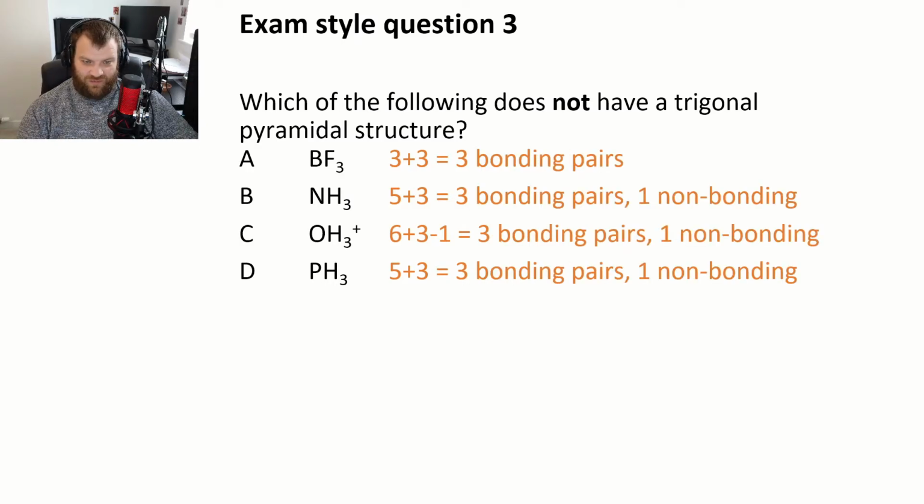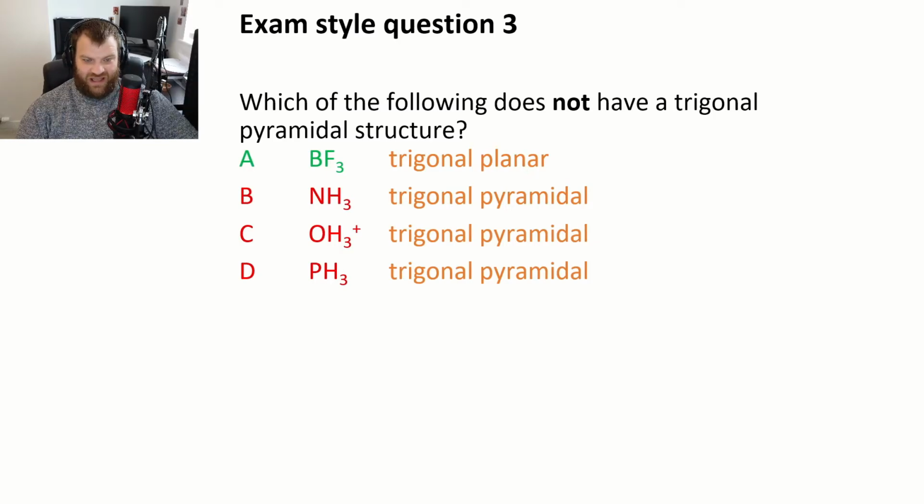We can then talk about, well, the first one has just 3 bonding pairs. The B, C and D all have 4 pairs of electrons, 3 bonding, 1 non-bonding. All 3 of them will take up the same shape. That shape is the trigonal pyramidal, meaning that our answer is A, which would have a trigonal planar structure. This is one of the cases where, because the other 3 answers are all the same, they all had 3 bonding pairs and 1 lone pair, we're looking for the odd one out, which would give us A as our answer.